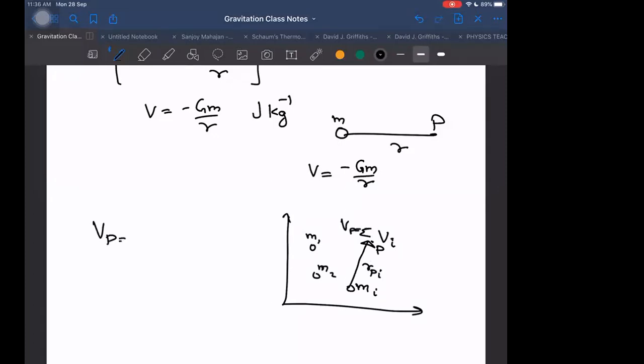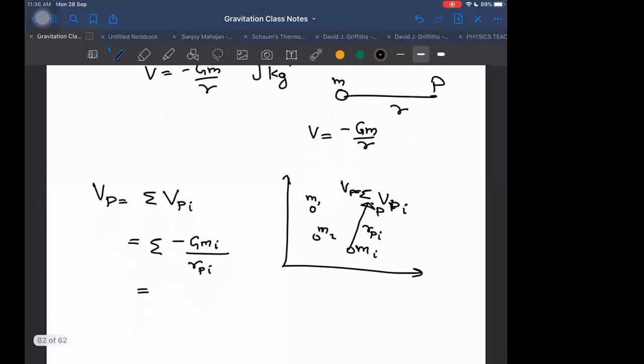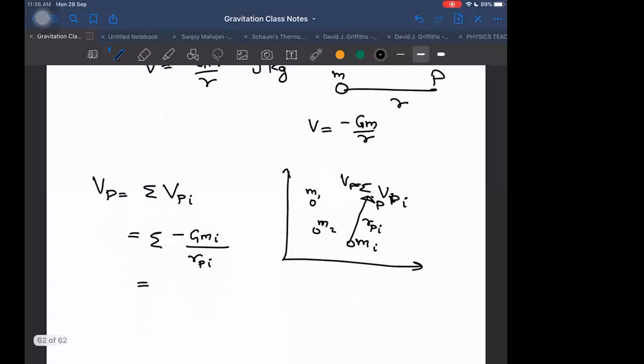So the net potential at point P is equal to the sigma of the potential at point P due to the i-th particle. What is the potential at point P due to the i-th particle? It is minus G Mi divided by RPi. So it becomes minus G into sigma of Mi by RPi, with minus G taken common and the rest remaining the same.